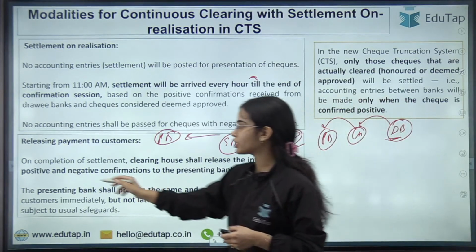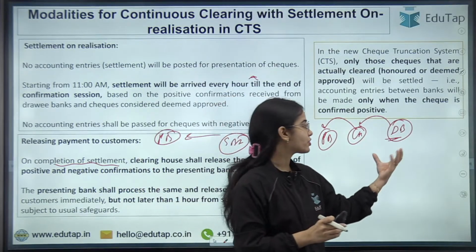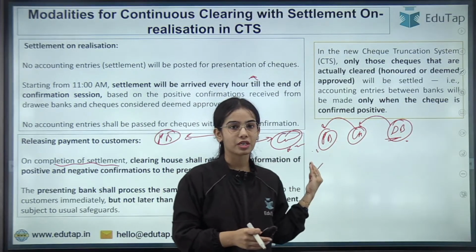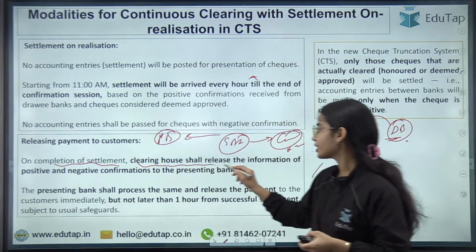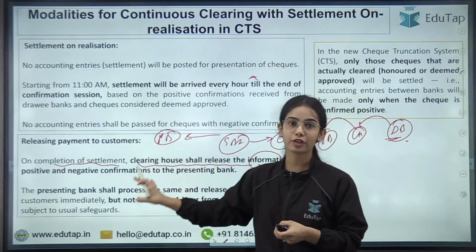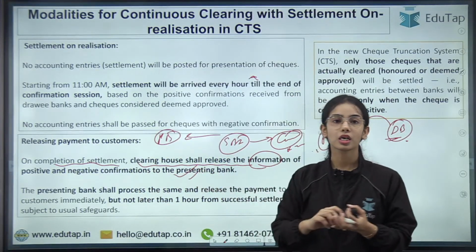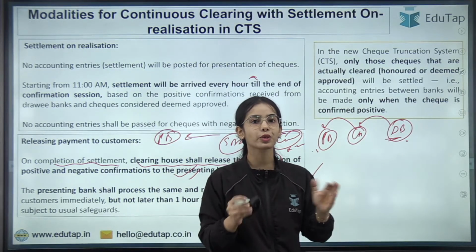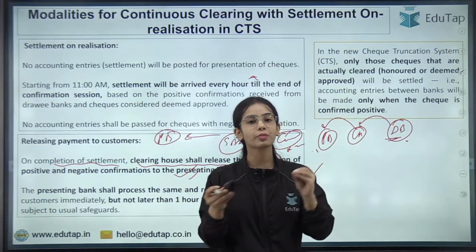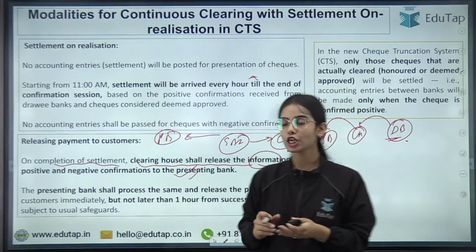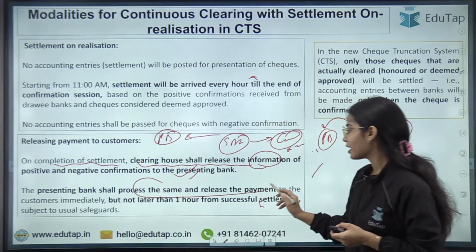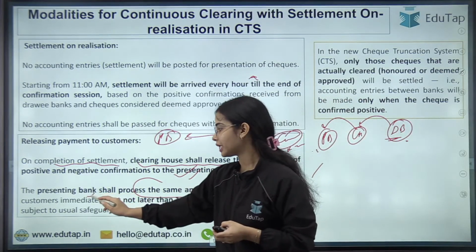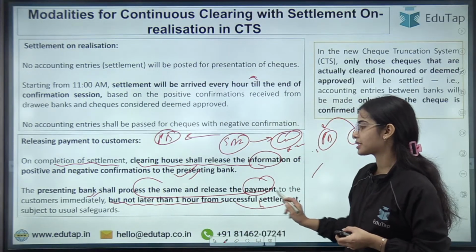So basically on completion of the settlement, that is once the money has been transferred from the drawee bank to the presenting bank for the check, the clearing house shall release the information of the positive and negative confirmations to the presenting bank. So the clearing house has to confirm this settlement. Okay, the presenting bank has to verify that the settlement has happened, that the presenting bank has actually received the money. The presenting bank shall process and verify the same and release the payment to the customer immediately, but not later than 1 hour from the successful settlement.